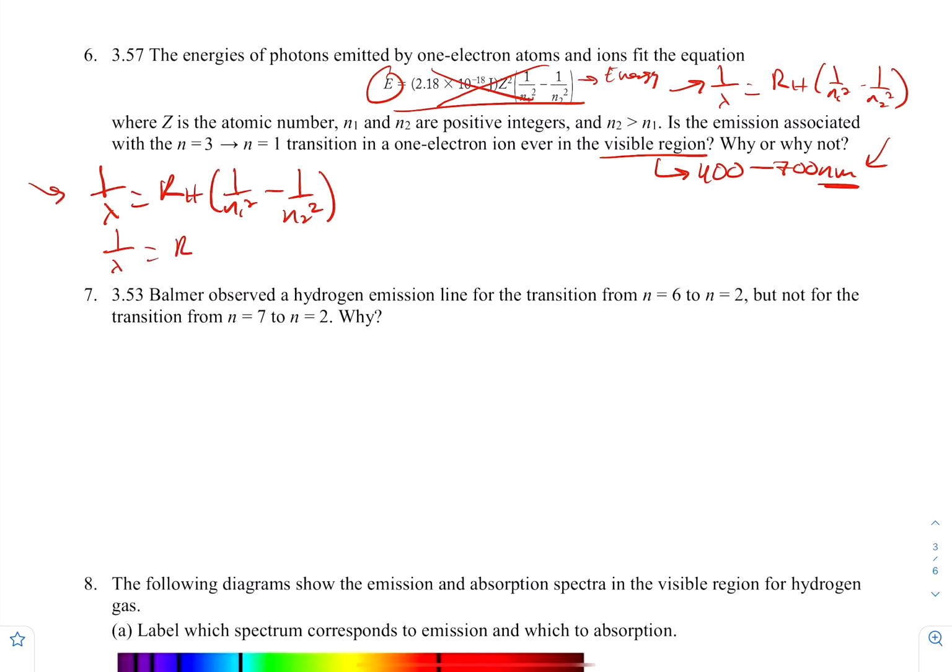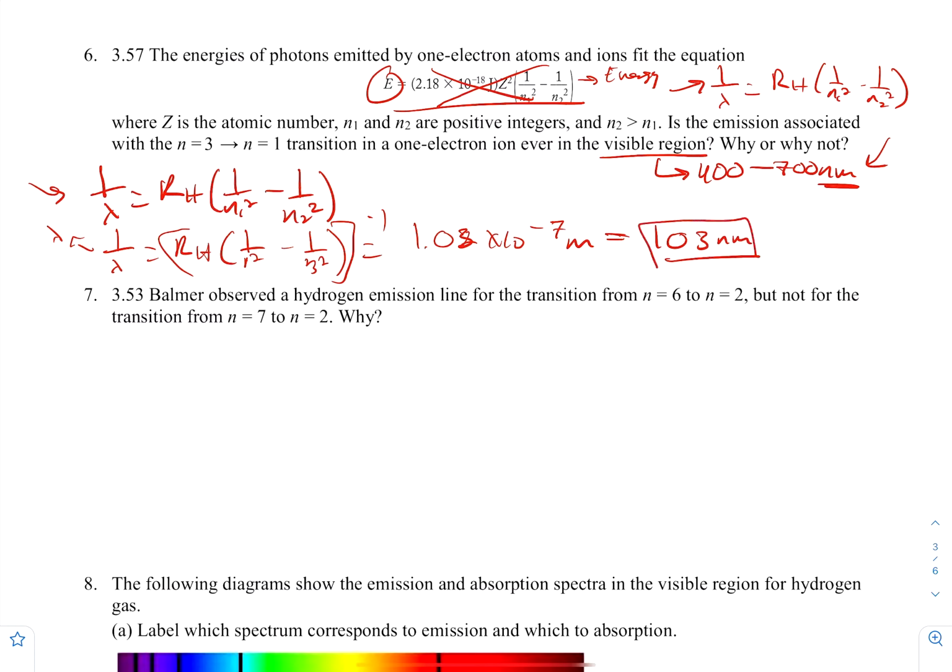I got 1 over wavelength is equal to RH, and I know that N1 is going to be the smaller n, so I'm going to put 1 squared minus 1 over 3 squared, okay? And this ends up getting me 1.02. Remember that when you multiply these together, you got to invert this so that you can get this into just regular wavelength. Okay, and I get about 1.3 times 10 to the negative 7th meters, which is equal to 103 nanometers.